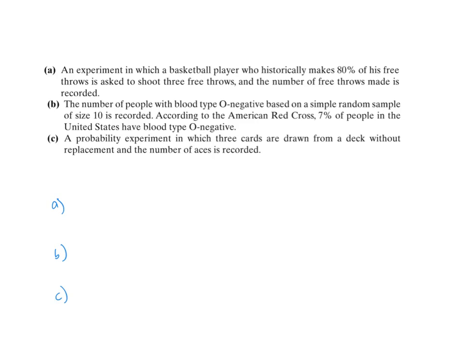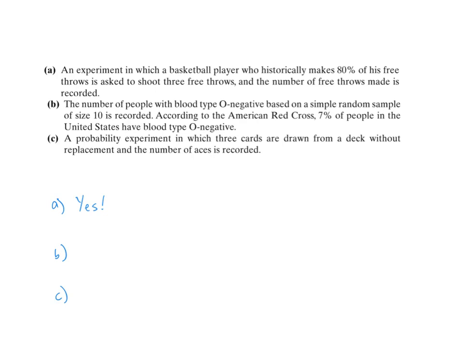In A, we have an experiment with a basketball player. They make 80% of their free throw shots, historically, and they're asked to shoot 3 free throws, and the number of free throws made is recorded. This one is a binomial experiment. The probability of success in this case is that 80% that is mentioned. That's how often they make it. Performed a fixed number of times. They're shooting 3 free throws, and I'm recording how many go in. So this one is a binomial experiment. It checks off all the boxes.